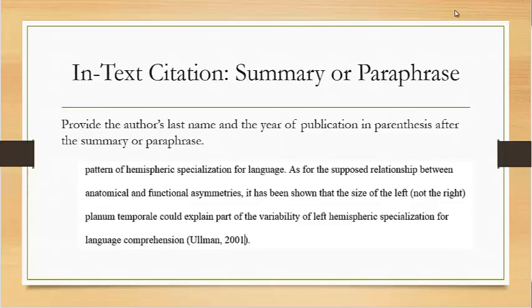Okay, so in in-text citations for summary and paraphrase, you'll want to provide the author's last name and the year of publication in parentheses after the summary or paraphrase. So you do not need to include the page number of the information in a summary or paraphrase. You could see that in the example down here. At the end of the summary, I've included the author's last name, Ullman, comma, and the year of publication, close parentheses, period.